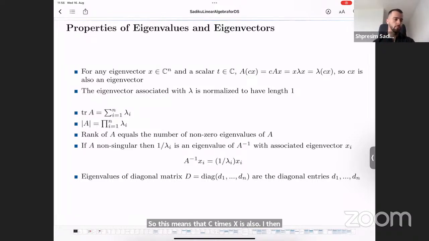And this is why a lot of times we work with unit eigenvectors, where the eigenvector associated with lambda is normalized to have length 1. Some other properties: the trace of A is equal to the sum of its eigenvalues. The determinant of A is equal to the product of its eigenvalues. The rank of A equals the number of non-zero eigenvalues of A. And if A is non-singular, then 1 over lambda i is an eigenvalue of the inverse matrix of A with associated eigenvector xi. Mathematically, the inverse of A times xi is 1 over lambda i times xi. And the eigenvalues of a diagonal matrix D are the diagonal entries d1 to dn.